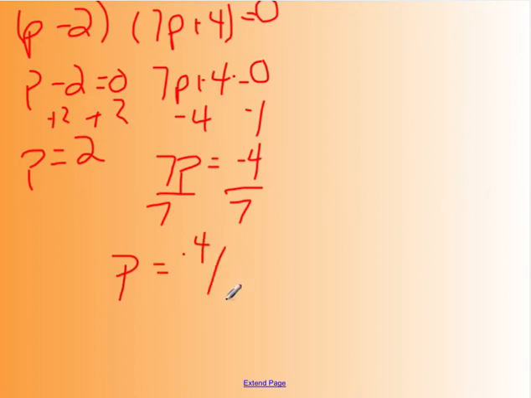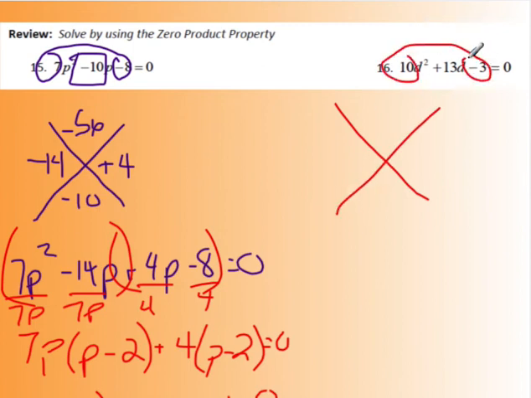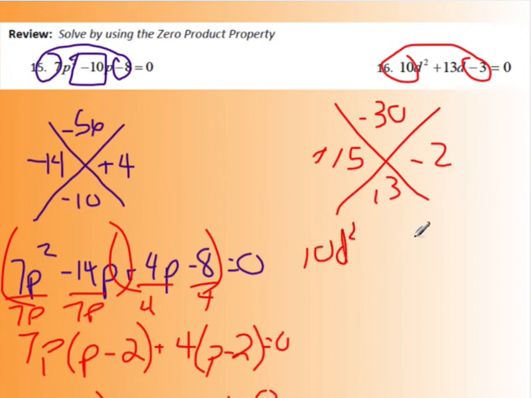Okay, next, let's take a look at number 16. So for number 16, you're going to set up your x. You're going to do 10 times negative 3, which is negative 30, and adding to 13. A lot of students here want to use 10 and 3, but you can't because we need to get a negative product. So we need a positive and a negative factor. So what you need to use is 15 and 2. So then we have 10d squared plus 15d minus 2d minus 3.